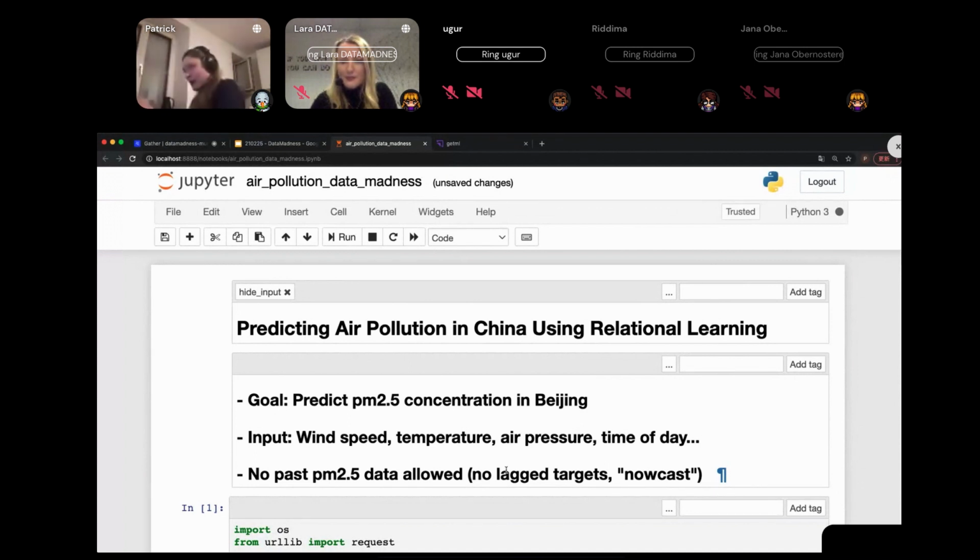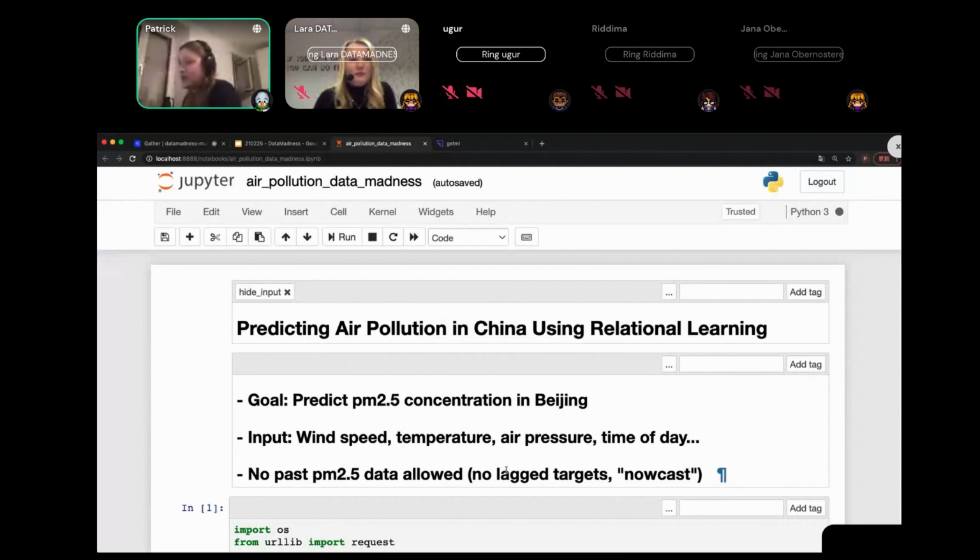Okay, so because this is a nowcast, this really isn't a forecast, and we don't allow lag targets, we don't really have an autoregressive component. It is not really obvious how you would use classical time series analysis like ARIMA for that, because the AR in ARIMA stands for autoregressive. But for relational learning, it's actually not a problem at all. For relational learning, that really doesn't make a difference at all.